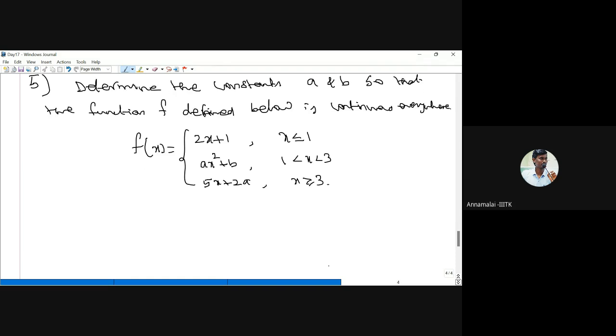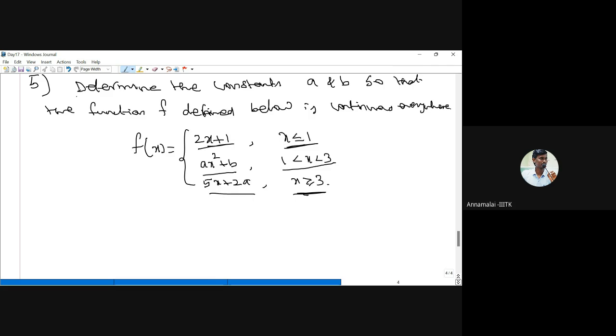So then which point do we have to take? Look, there are three intervals. So this is one interval. In this interval, this is just a polynomial. 2x plus 1 is a polynomial, therefore it's continuous. Again, if you look at only this open interval (1, 3), this again is a polynomial, therefore it's continuous. Now for any x greater than 3, this is also a polynomial, therefore it's continuous.